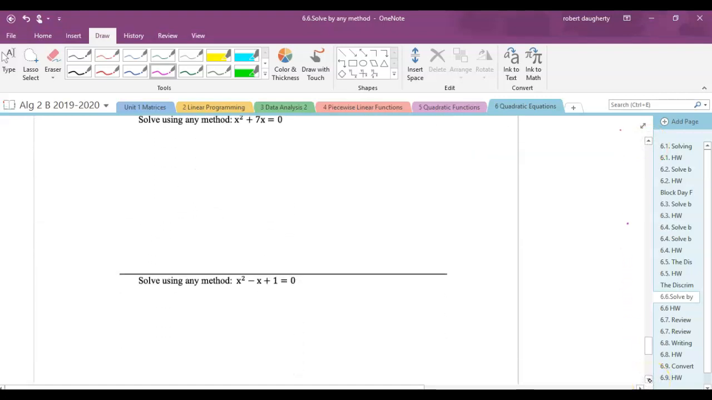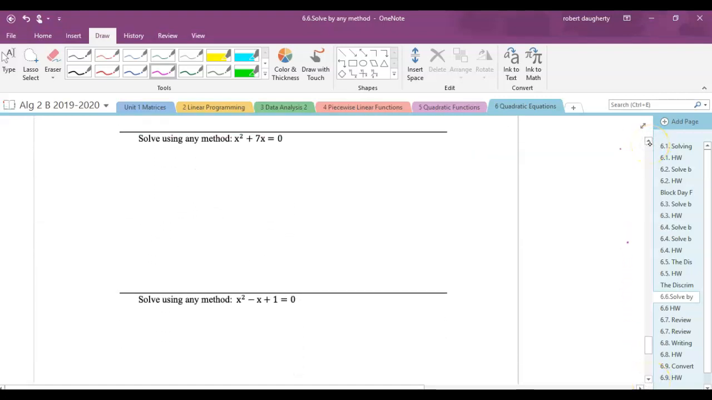Okay, this one is easy, but don't make it harder than it is. So how would I solve this next one? Completing the square, I could do that. The easiest method is factoring. What do these two things have in common? X. So I could write this as x times x plus 7 equals 0. Now you set each factor equal to 0. What is x? Yeah, x equals 0 or what? Negative 7. That is the easiest way to solve that one, okay?